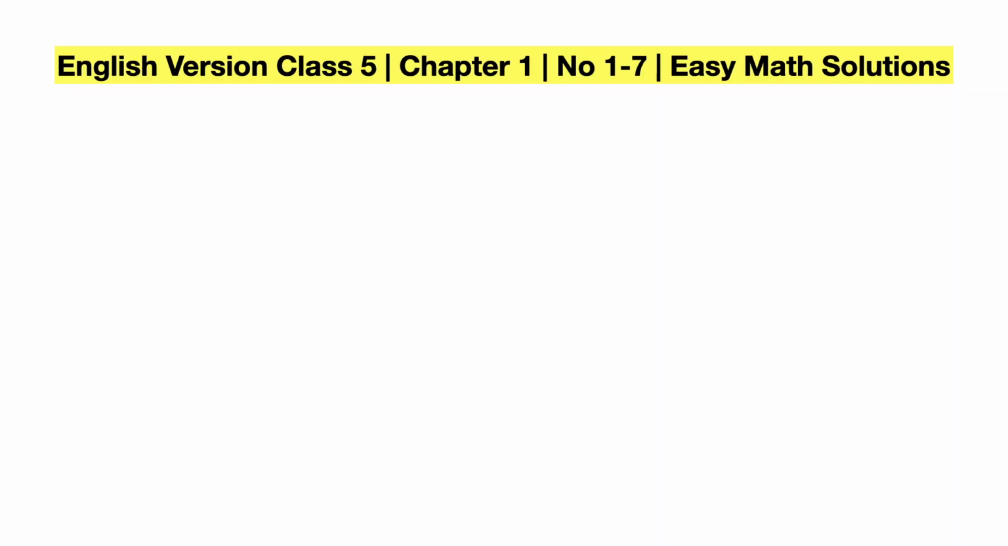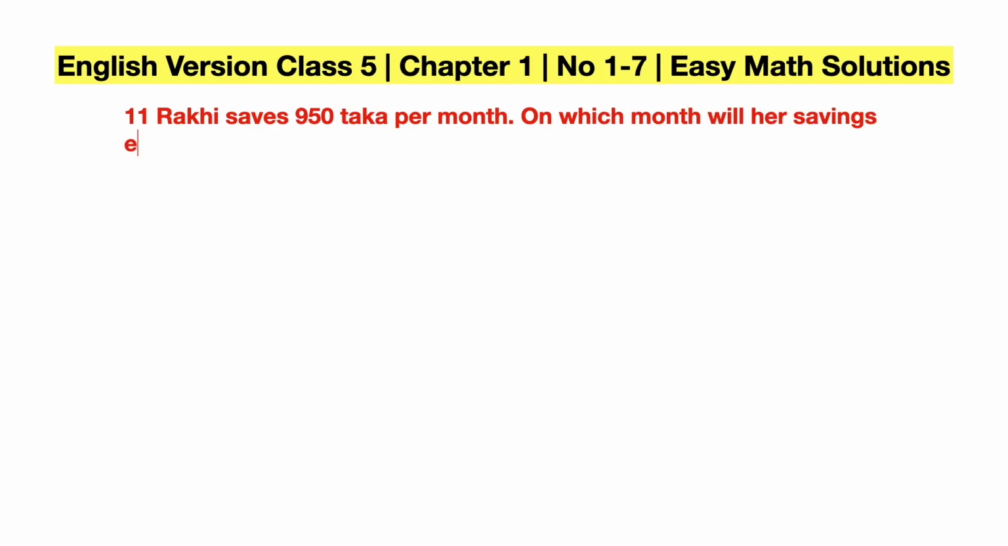English version mathematics, class 5, chapter 1, number 11. Rakhi saved 950 taka per month. In which month will he be saving 50,000 taka? The answer will be an ordinal number. He told what month will he reach 50,000.